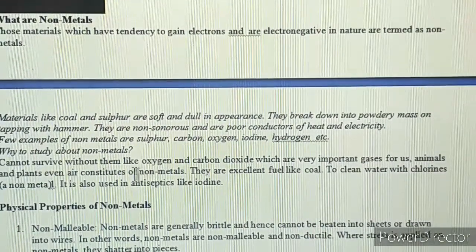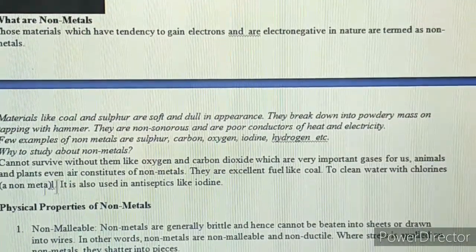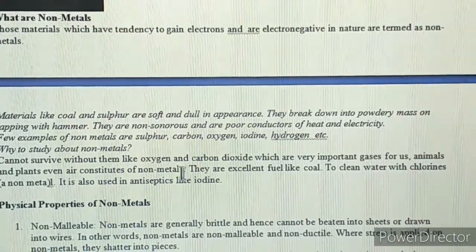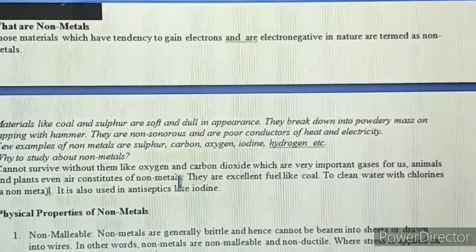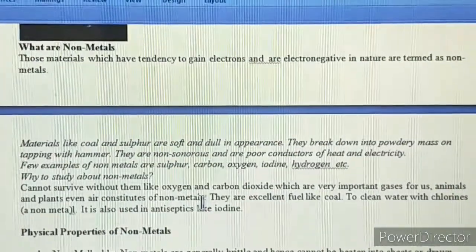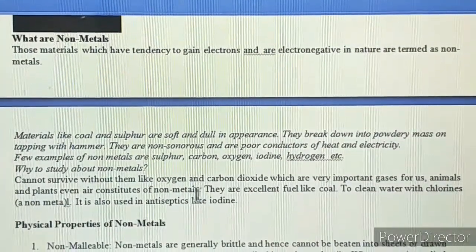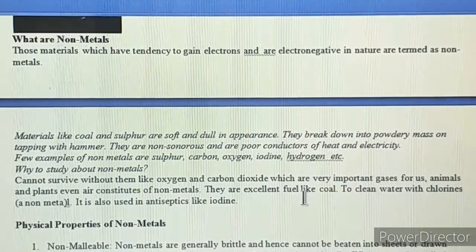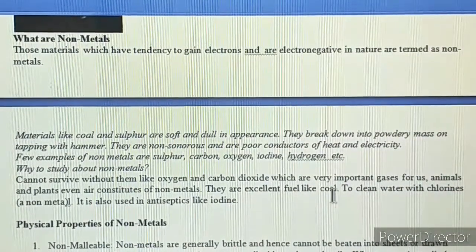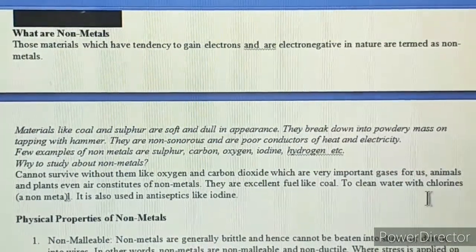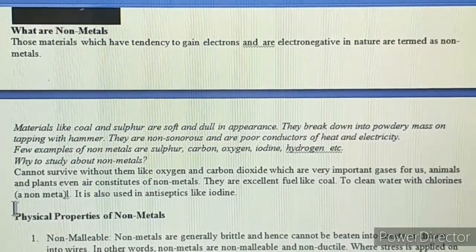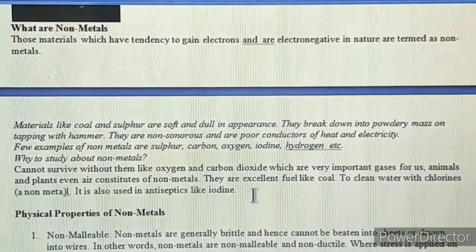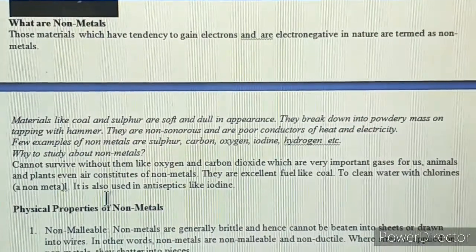In air also, non-metals are present. Air constitutes non-metals, like nitrogen, which is 78% in air, and nitrogen is what, children? A non-metal. These non-metals are excellent fuel, like coal is an excellent fuel, children. To clean water, we need what? Chlorine, and chlorine is a non-metal.